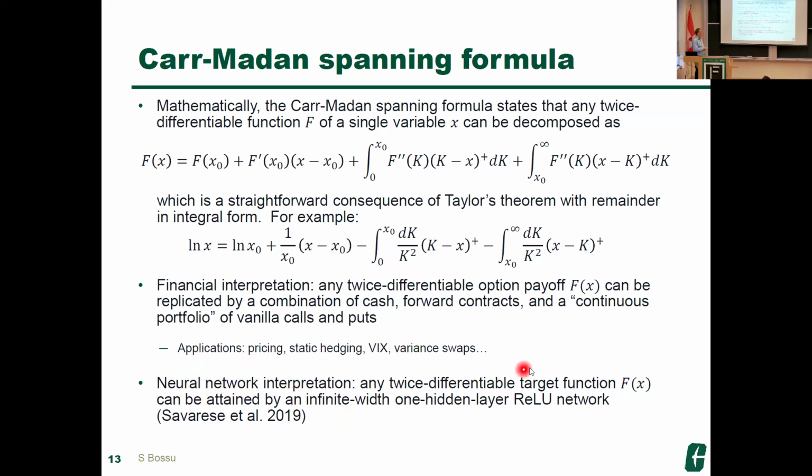And there is a neural network interpretation, which is that any twice differentiable target function can be attained by an infinite width one-hidden-layer ReLU network. So it's an idealization of the finite ReLU networks that people deal with. There is a ReLU machine learning literature with no connection to finance, where we found the Carr-Madan formula in a slightly different but essentially equivalent form. So independently, the machine learning literature also discovered Carr-Madan, and all this goes back to Taylor's theorem anyway.